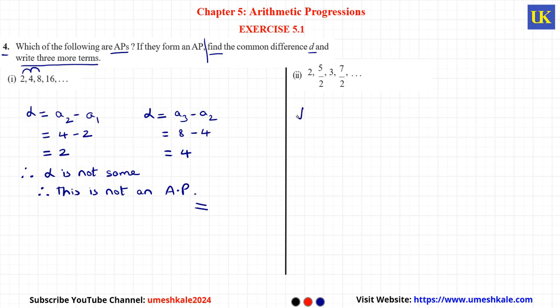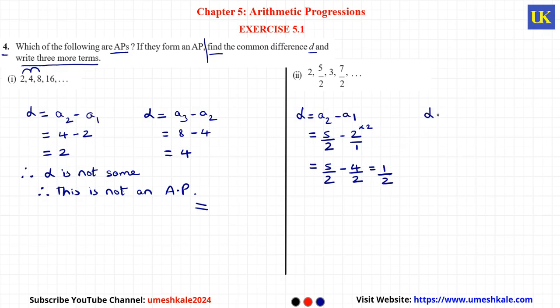Here also we need to check the common difference. So A2 minus A1: 5 by 2 minus 2. And here we need to calculate the LCM. Here nothing is there, so we multiply 2 into 2. So 5 by 2 minus 2 is 5 by 2 minus 4 by 2. Now the denominator is the same, so 5 minus 4 is 1 by 2.